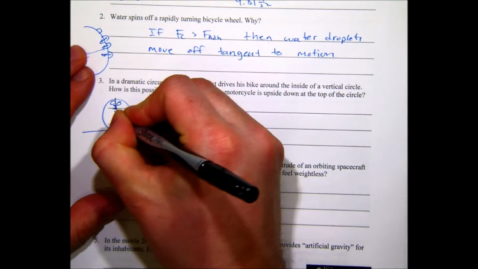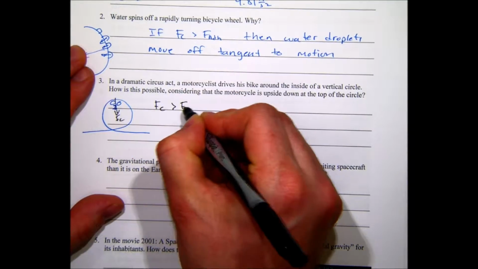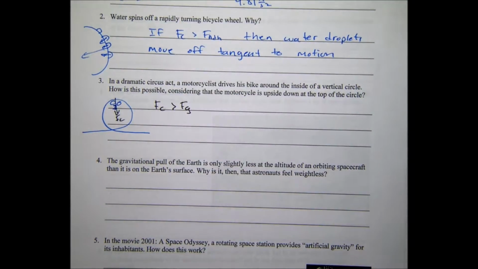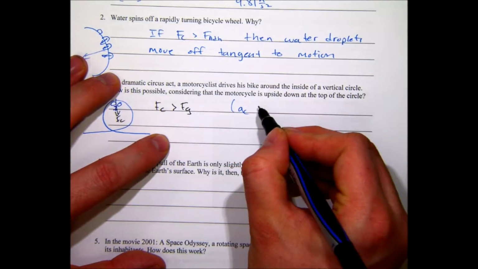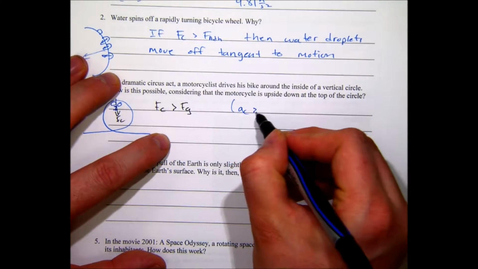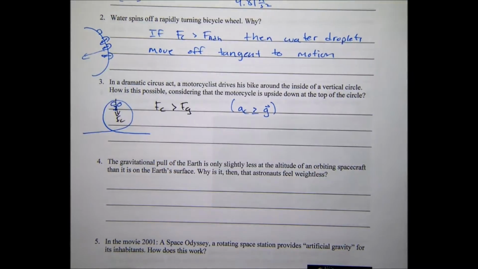If FC is greater than FG, then that means that the track is pushing down harder than gravity, so the actual track will move down with the biker, keeping contact the entire time, as long as the biker is achieving that same acceleration. In other words, the centripetal acceleration needs to be greater than or equal to g, and the explanation is exactly the same as part one for that.